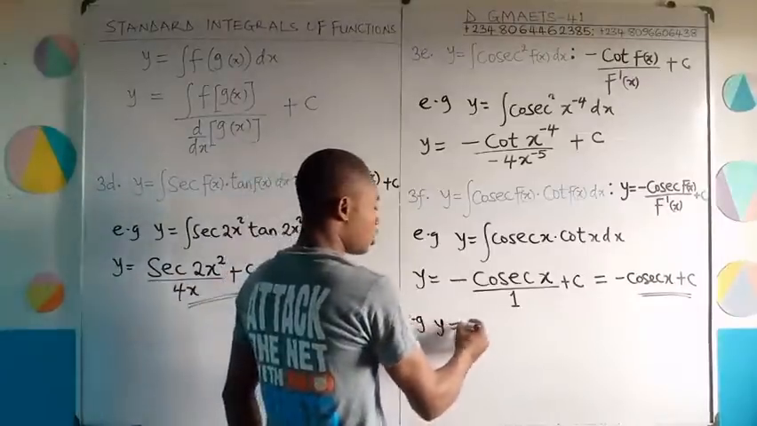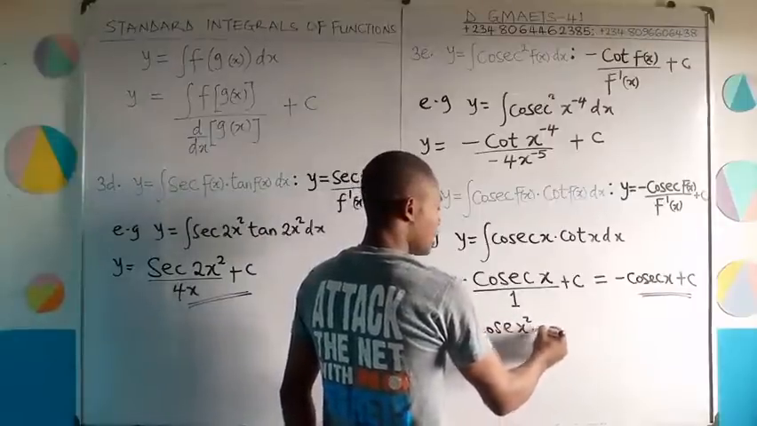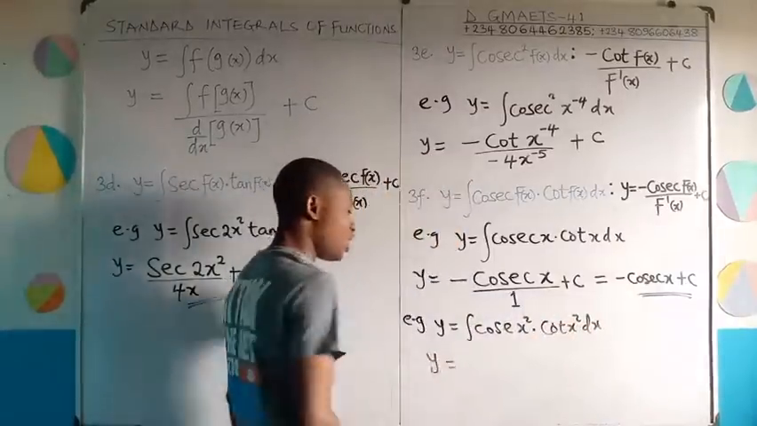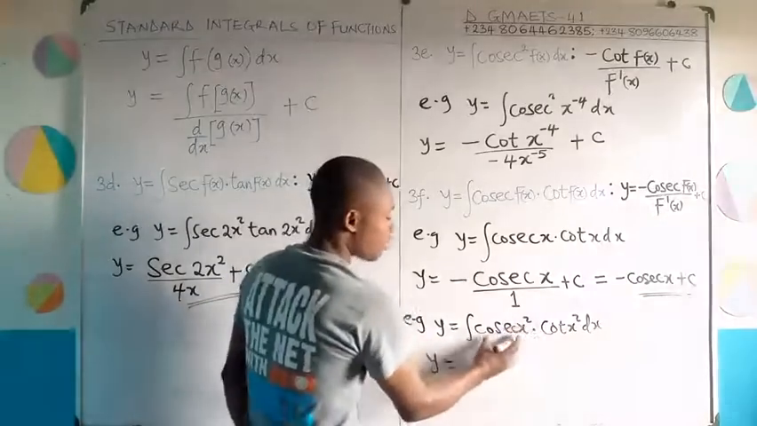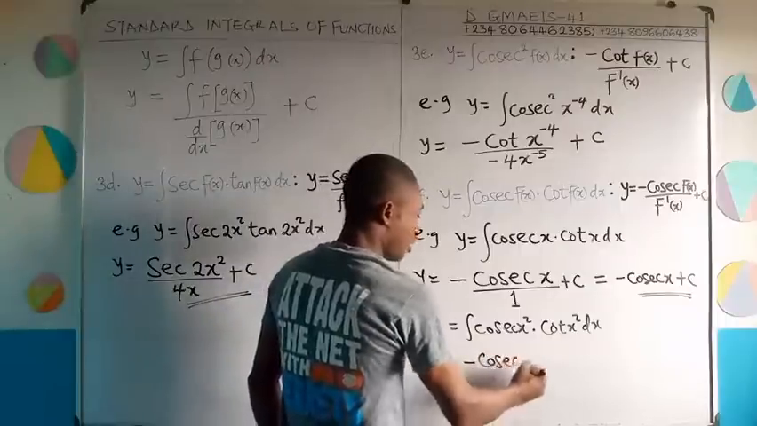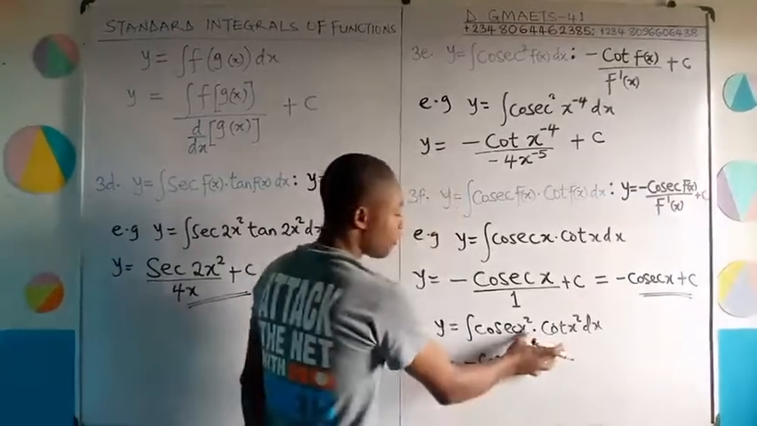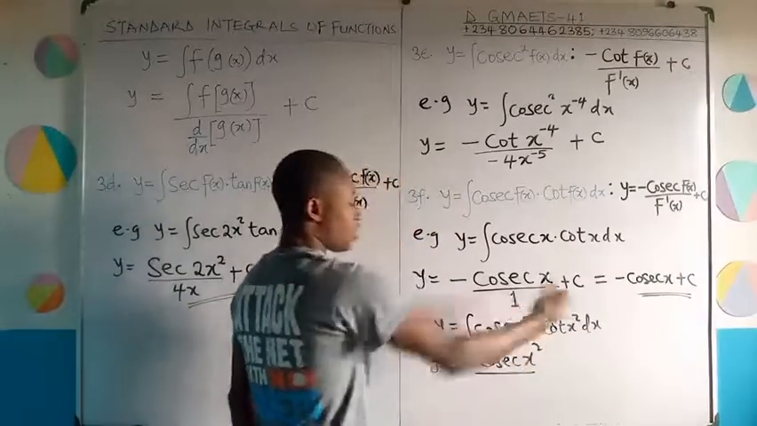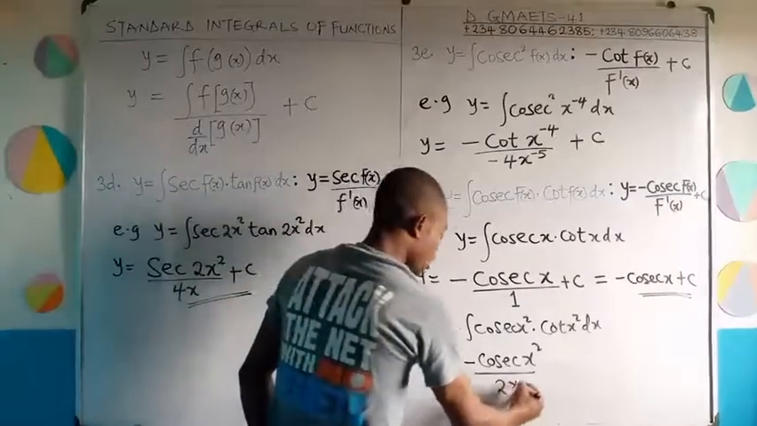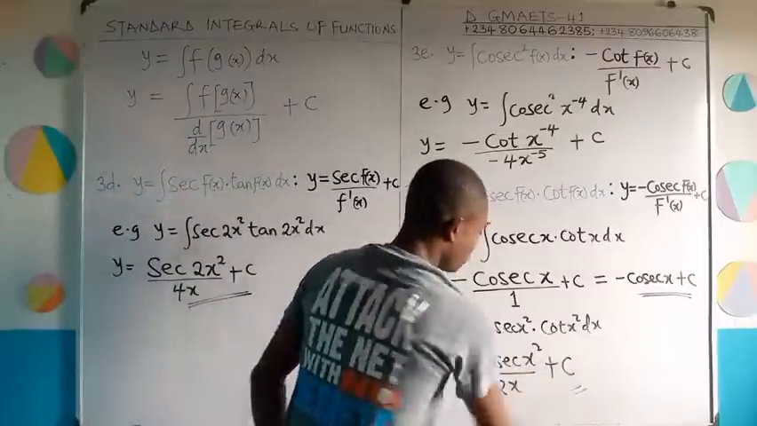Okay, another one. If you have y to be the integral of cosec x raised to the power 2, then times cot x raised to the power 2 dx. Then the integral function will give us the standard integral of cosec cot, which is the major function here, will give us minus cosec, then x squared, the minor function, divided by the derivative of the minor function. So you have x squared as the minor function. If you differentiate x squared, you are going to get 2x. So over 2x, attach your constant of integration.